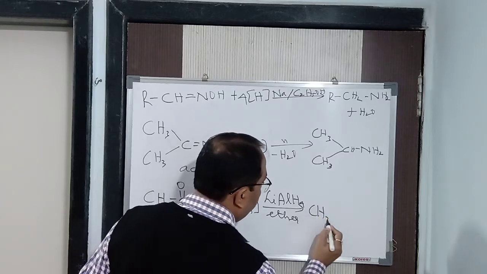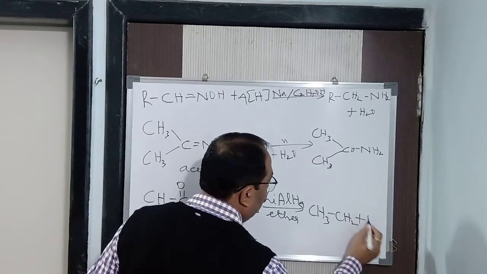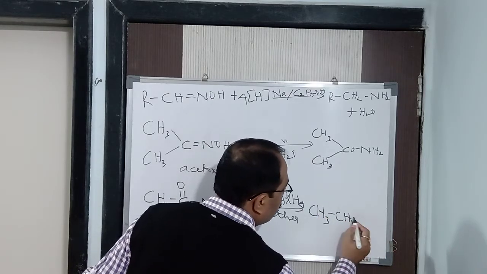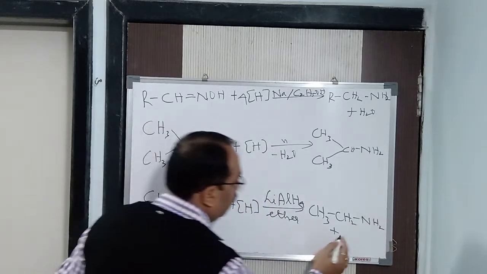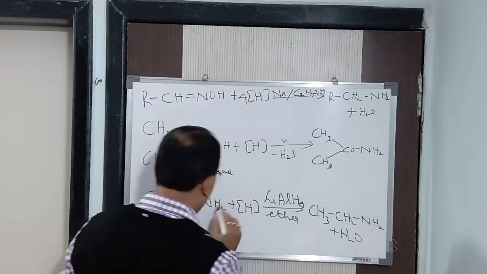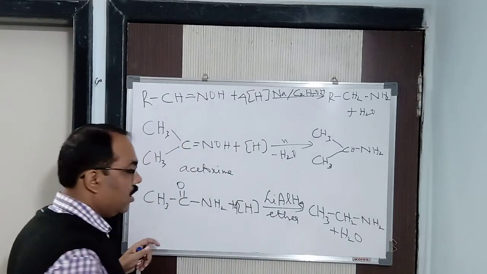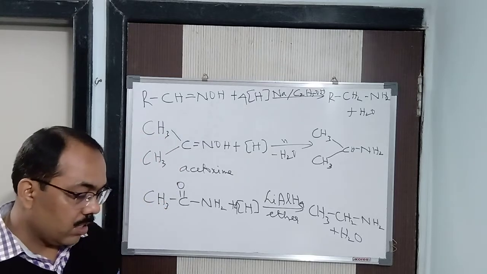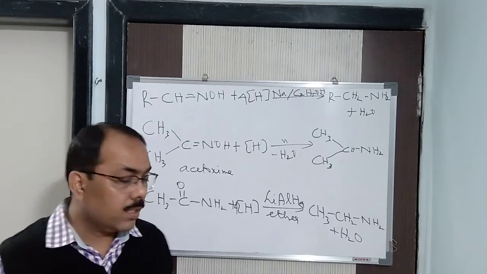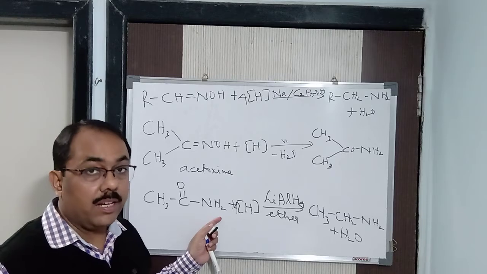So CH3CH2NH2 plus this, it will form water. So here 4 nascent hydrogen I am going to get. That is CH3CH2NH2 plus water. That is the reduction of acetamide, amides we can say.